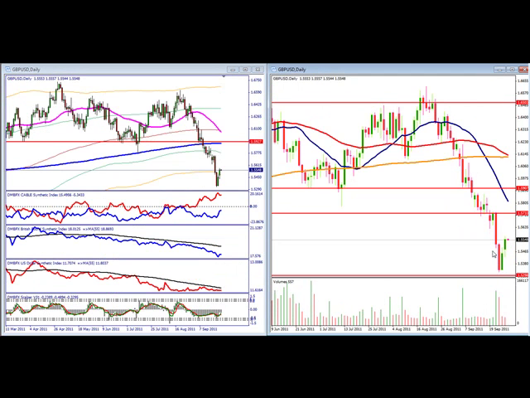Here we are on the pound dollar. Notice that this one's already making a move up off of the bounce here, a little bit stronger. Also, we can see below our long-term moving average, it's also in a buy zone.